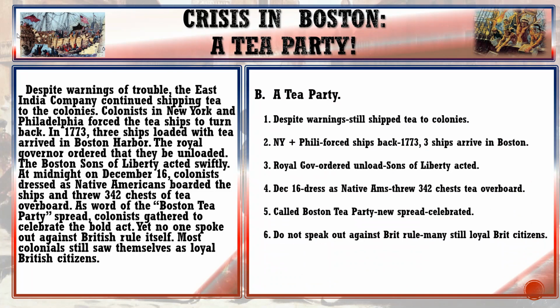Remember, with notes, you can use numbers. You can use abbreviations for the cities. Okay. Royal Governor ordered unload. Sons of Liberty acted. I took a lot of stuff and simplified it there. December 16th, dressed as Native Americans, threw 342 chests of tea overboard. I thought that number was an important thing. It's an important fact here, so I actually made sure I got that number.